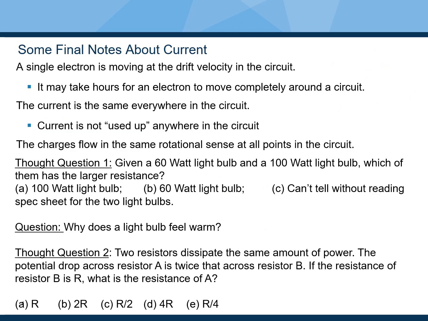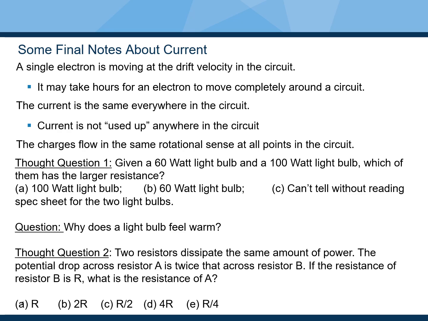So, one of the things that is worth reinforcing again is that the drift velocity of the electrons inside a circuit is typically amazingly tiny. However, it's the overall flow of current that matters, and realize that the current is not used up anywhere in the circuit. The current just goes around in the circuit.